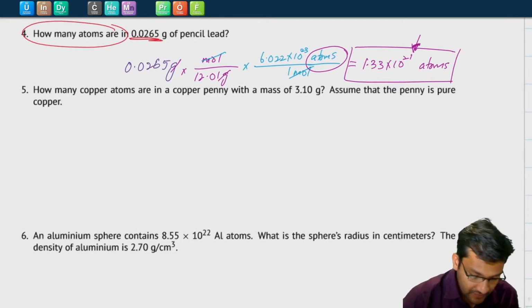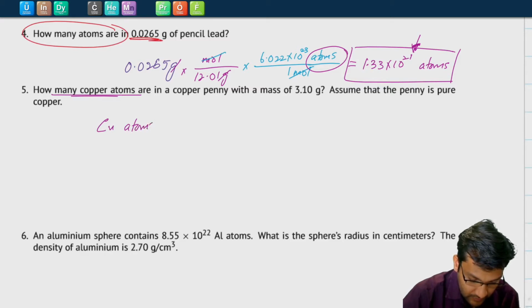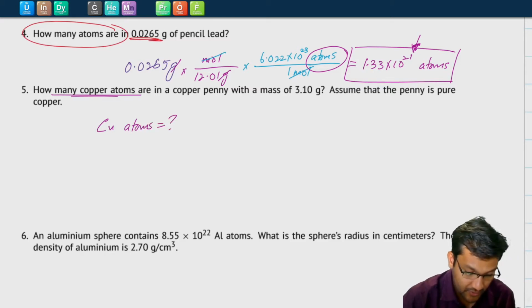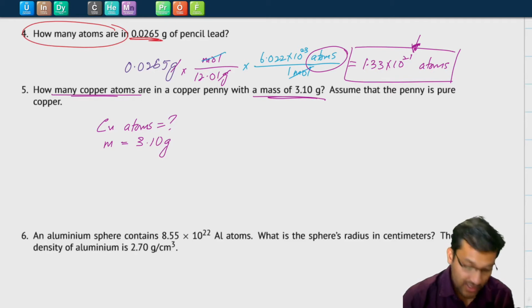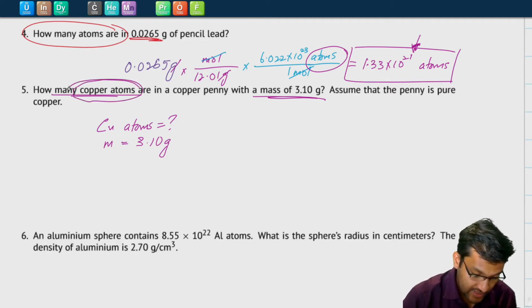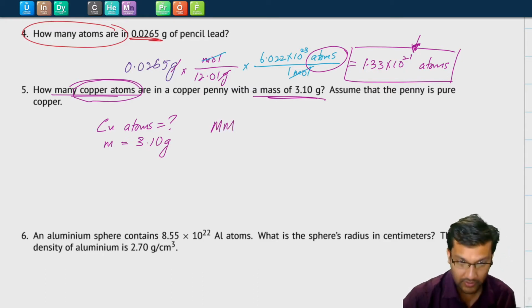Okay, so in number 5, we're asking for a number of copper atoms, and that's the question they're asking us for. And they give us the mass of copper atoms. So the mass is 3.10 grams. This question also tells us what kind of atoms they are. They're copper atoms. And if we want to figure out the number of atoms from the mass, we need to know the molar mass of the molecules. In this case, they're atoms.